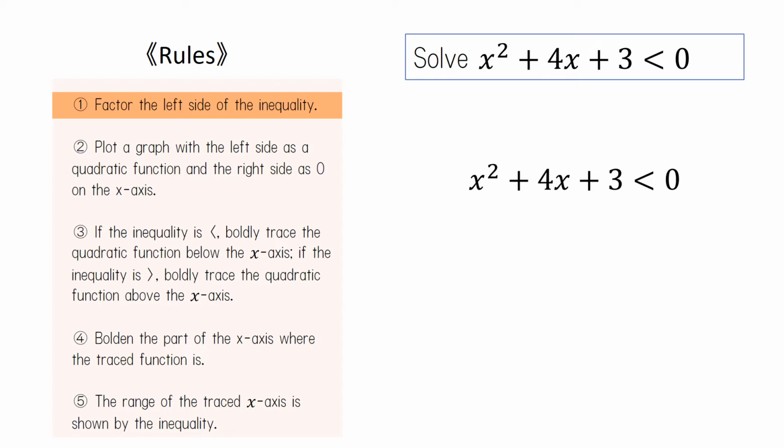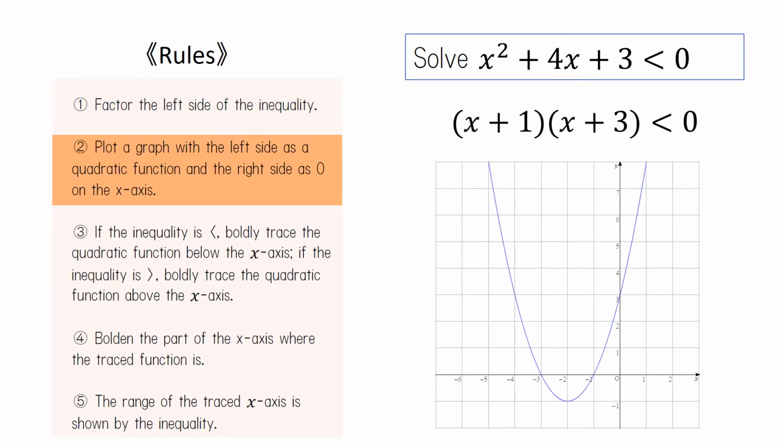X squared plus 4x plus 3 is less than 0 can be factored into (x plus 1)(x plus 3) is less than 0. Next, plot the graph with the left side as the quadratic function and 0 on the right side as the x-axis. The graph passes through x equals -3 and -1 on the x-axis.